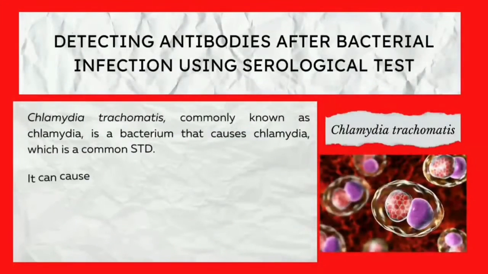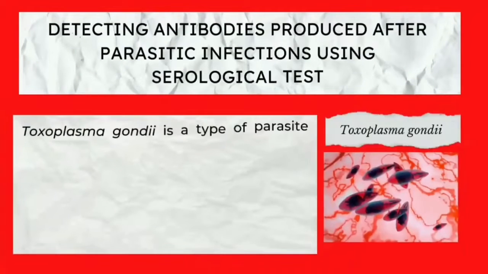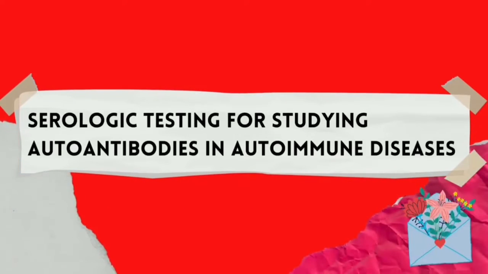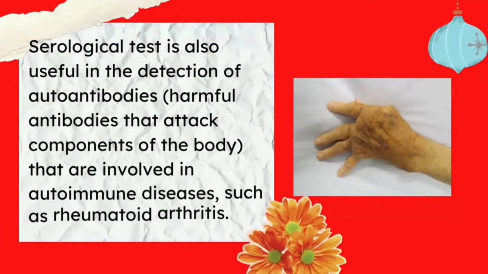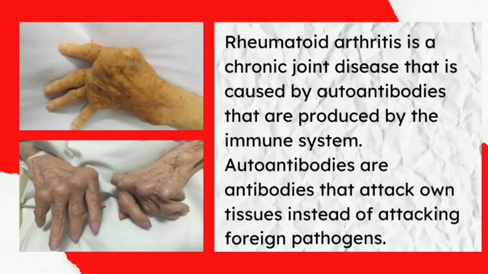Next, Chlamydia trachomatis causes chlamydia, which is a common STD. If a patient has developed antibodies against Chlamydia trachomatis, this could indicate that the patient has a past or current chlamydia infection. The same could be applied in detecting antibodies produced against Toxoplasma gondii, which is a type of parasite. The serological test could also help in studying various types of autoimmune diseases. For example, we could study the development of rheumatoid arthritis, a chronic joint disease caused by autoantibodies that attack a person's own tissues instead of attacking foreign pathogens.